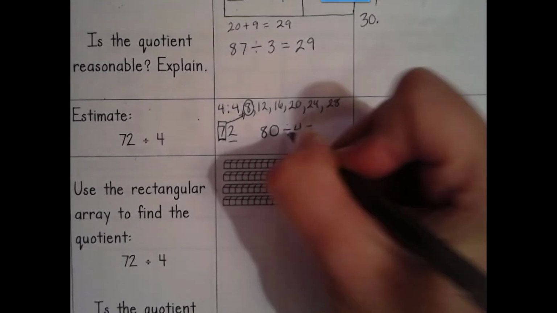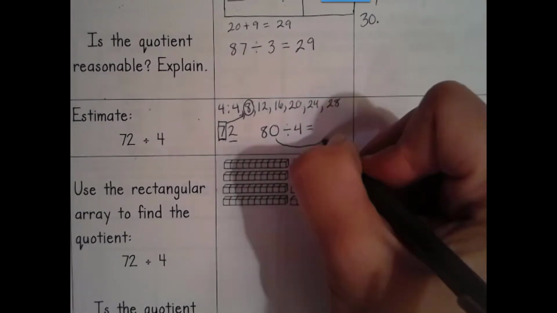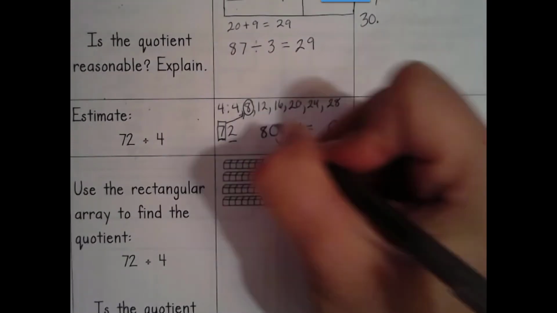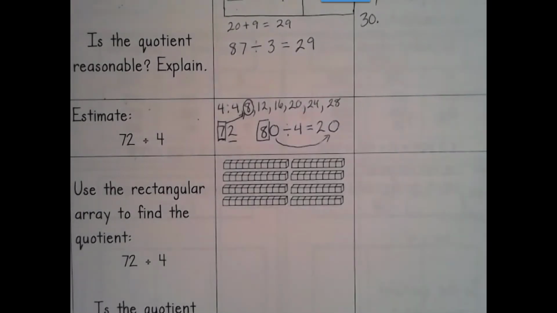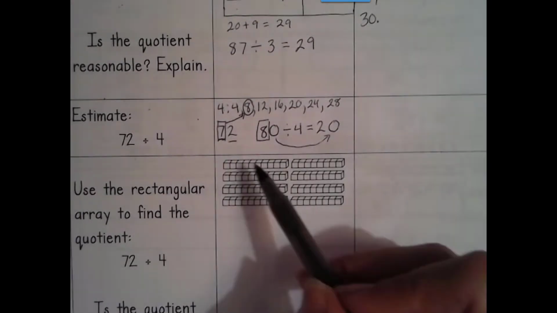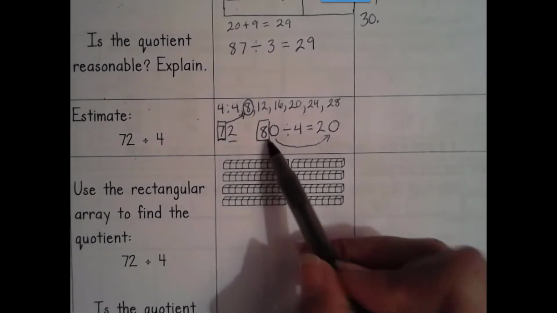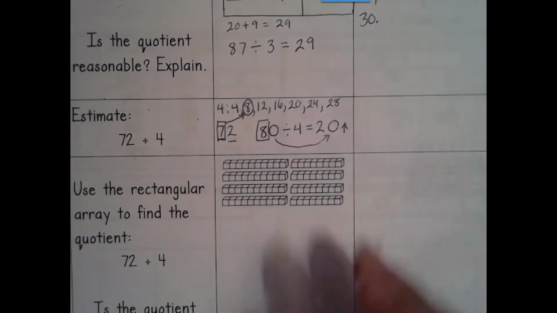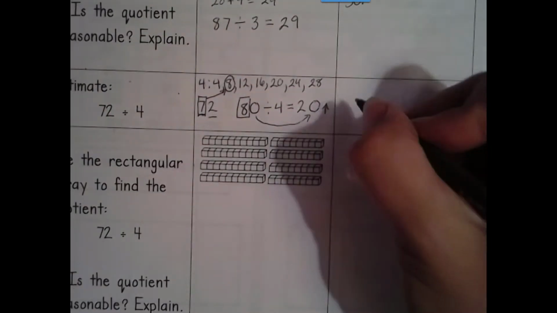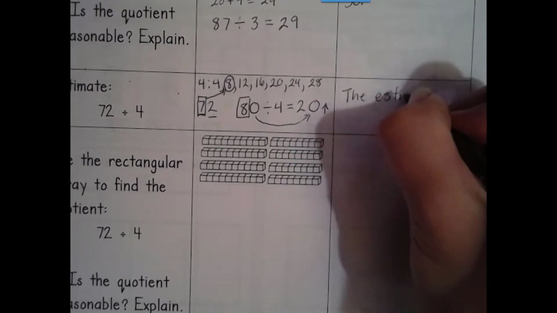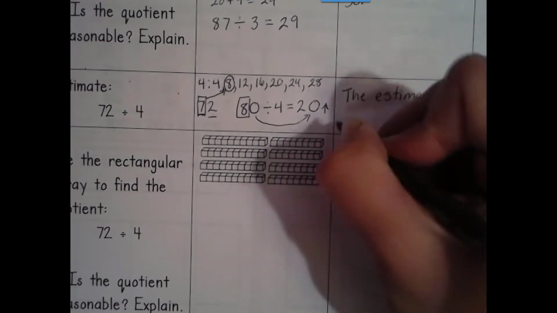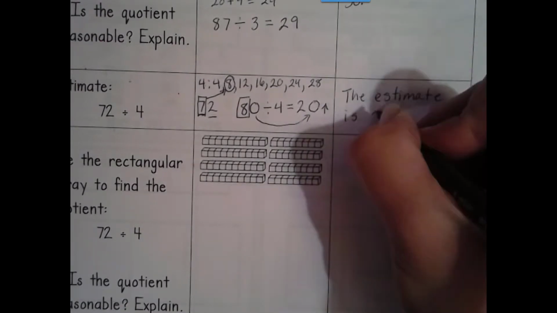Now I can estimate. This one placeholder, we'll move it over a place. And then 8 divided by 4 is 2. So since this went up from 72 to 80, this is going to be a high estimate. But the estimate is 20.